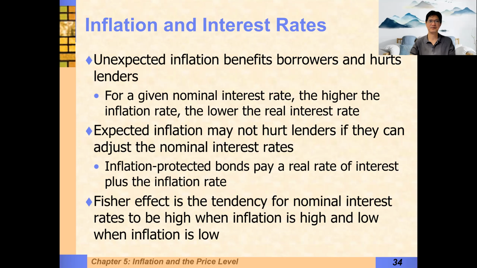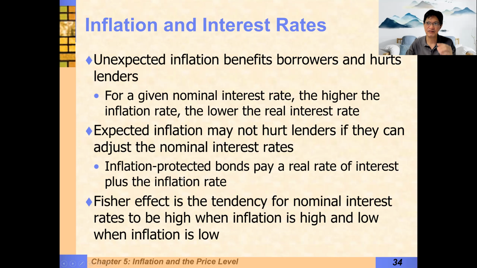So the unexpectedly high inflation means the nominal interest rate was too low. It's actually lower than the inflation rate. And so the real rate becomes negative. Or it becomes lower than we want. We might even go negative.